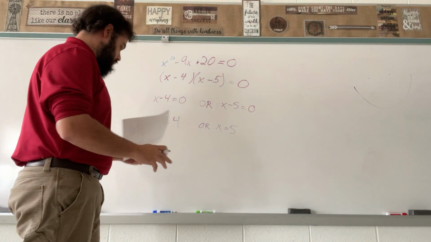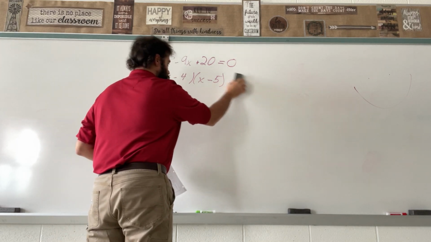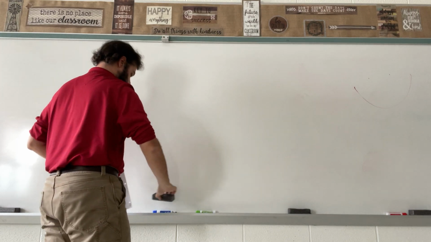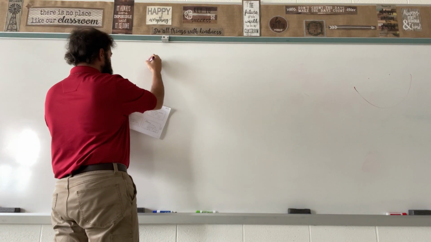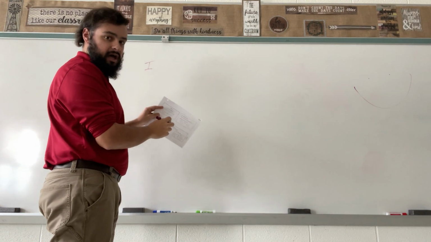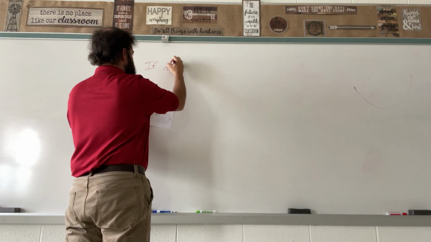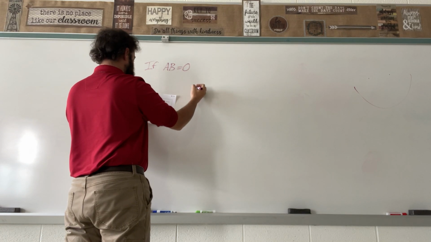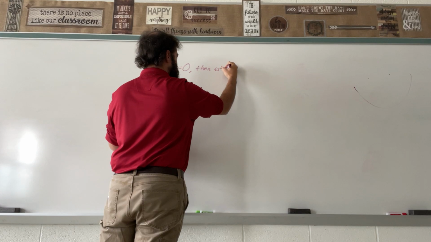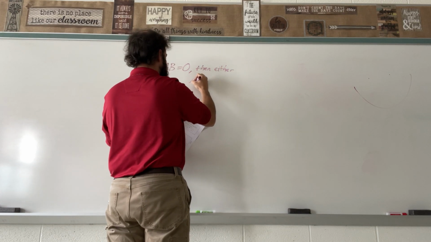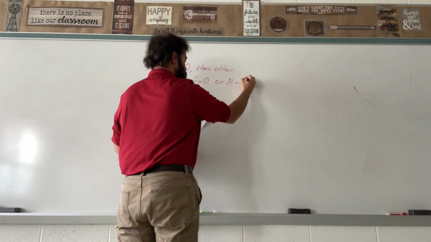So let's go on to another one. This is what we call the zero product property. This would be the second slide in your notes, by the way. If A times B equals 0, then either A equals 0 or B equals 0.